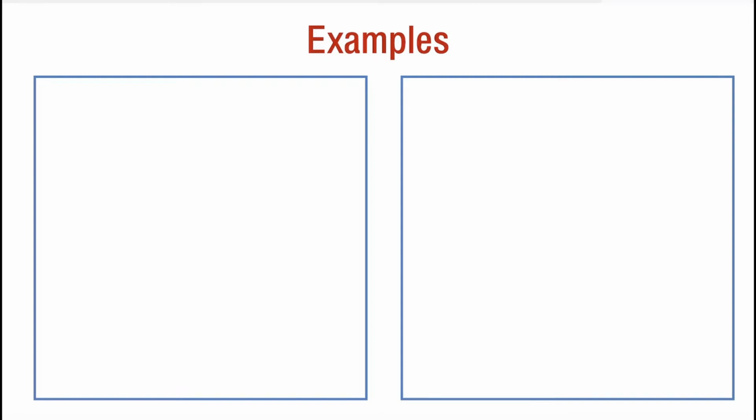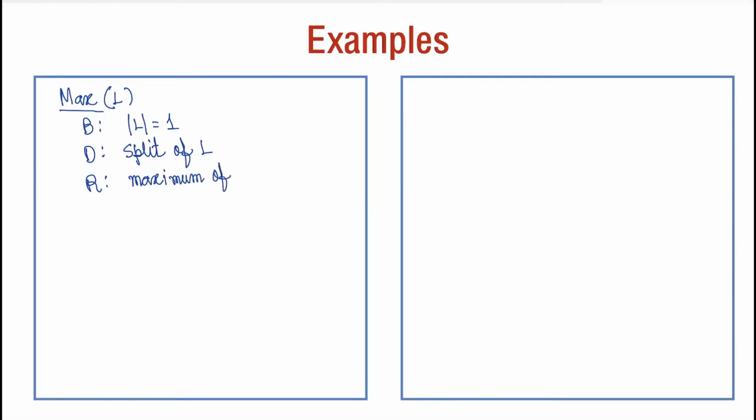Let us see some examples. We have done several examples before. Our first example was the max function. And if you know, in the max function, the base condition was for L equal to 1. And the decomposition function was a split of L. So if we had max L, the recomposition function was, because of the split of L, recursively it returned the max of the sub-lists, and the recomposition was max, the maximum of two elements.